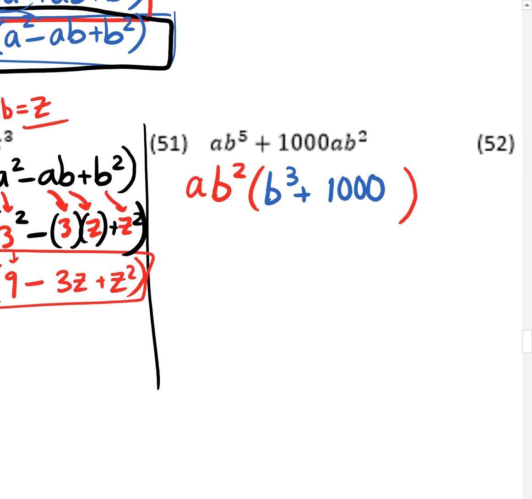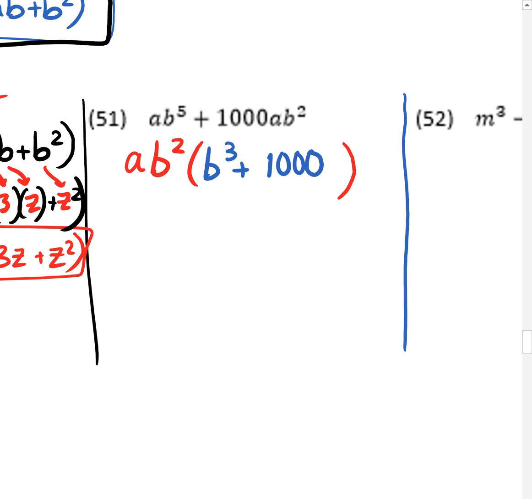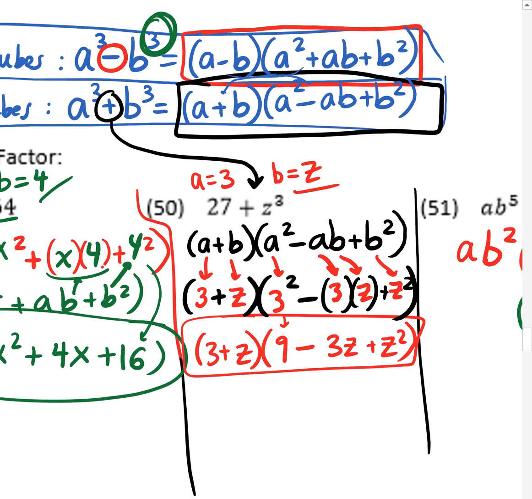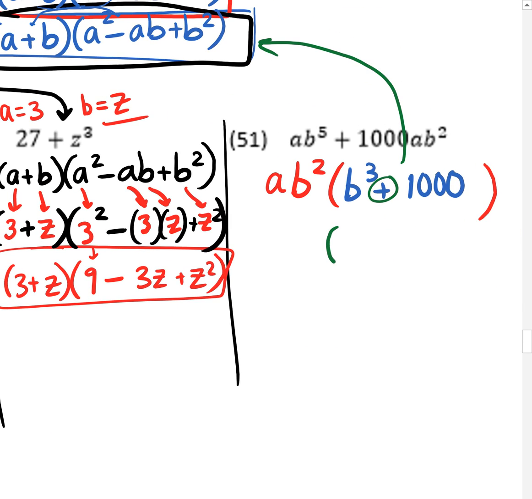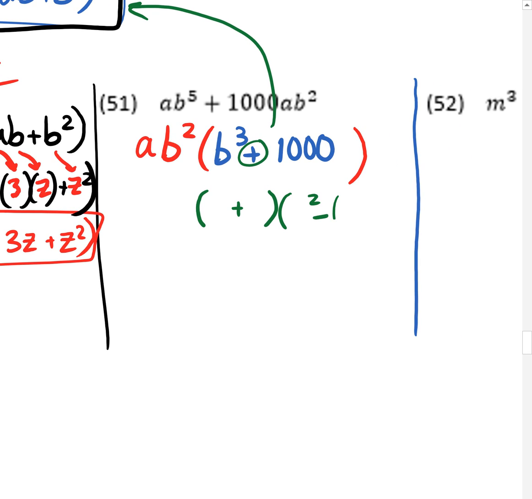Now what's left in blue there, it looks like they're both cubes. B cubed, 1,000 is 10 to the third. Okay, this is kind of confusing, huh? Because the formula itself has a's and b's. Anyway, since there's a plus, this is going to be the second formula up there, because that's the one with the plus. So I'll try to model this after this guy. I'm going to write the formula a plus b, a squared minus ab plus b squared. And just don't forget your ab squared outside.